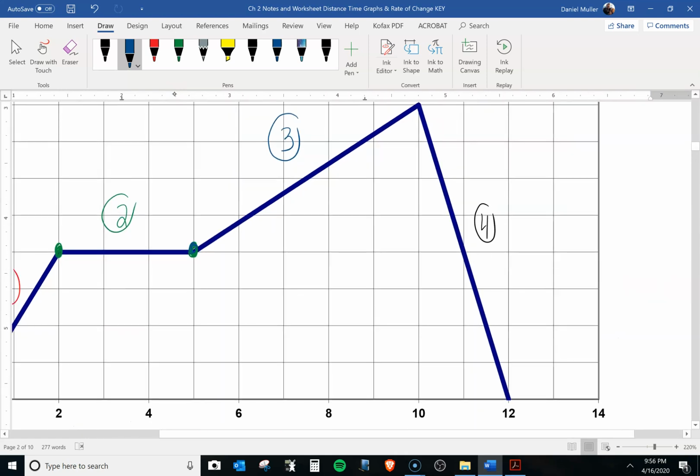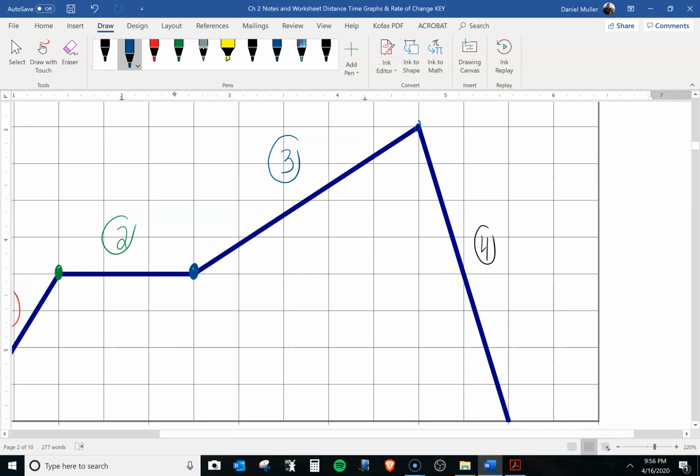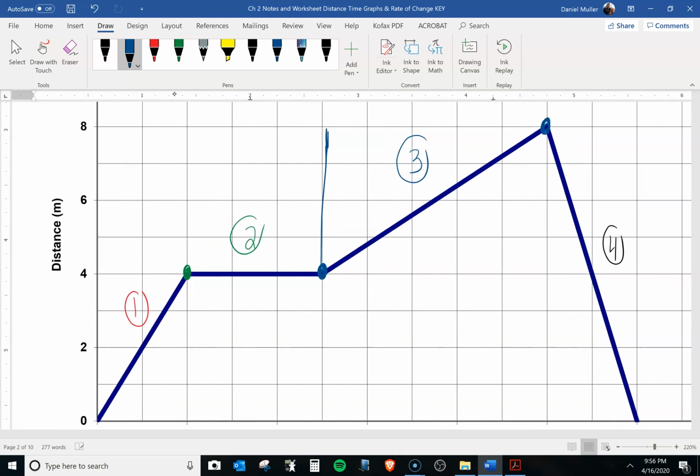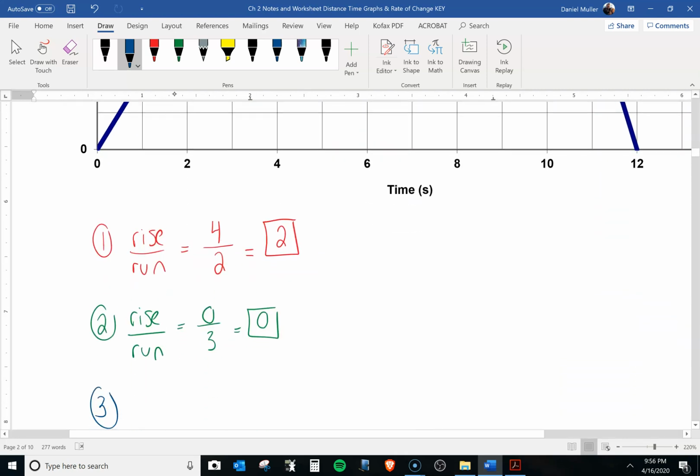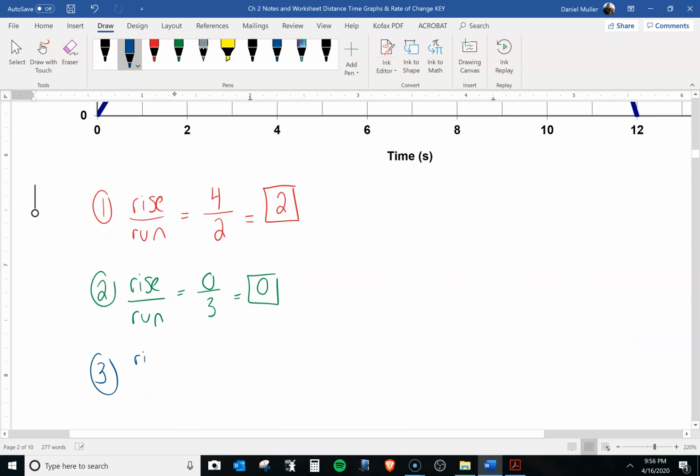Section 3 starts here and goes all the way up to here. So we want to see, well, how much have we risen? How far up has this gone? So we're here at 4. We started at a height of 4, and then we go up to a height of 8. So from 4 to 8, we've risen up a total of 4. Rise over run. If you go from 4 all the way to 8, that total distance is 4. So we've risen up by 4.